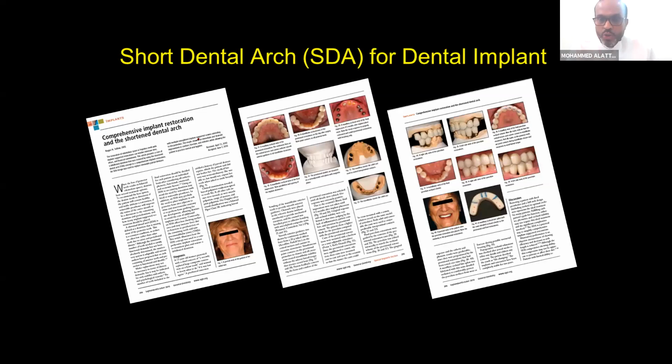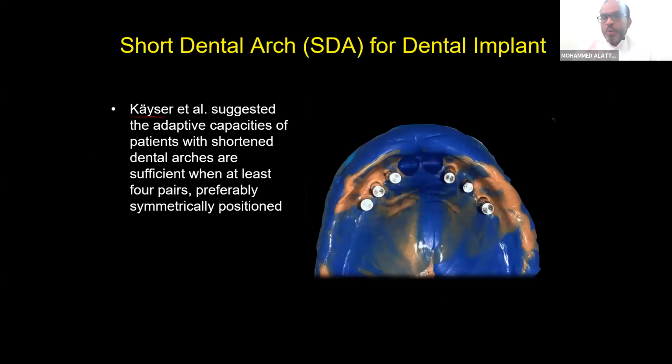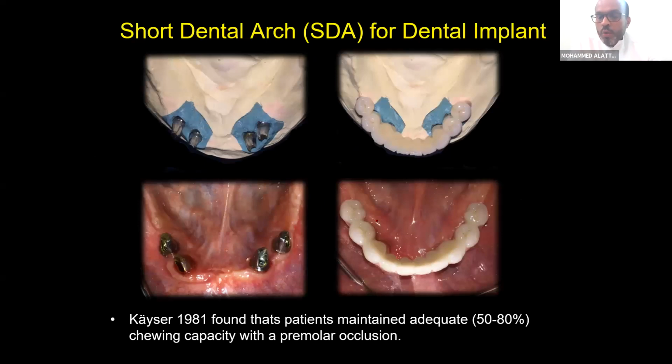And we used the Kaiser study that we can apply for natural teeth. I think it will apply for the implants. We use as one of our cases, we placed four implants with a short dental arch, and we ended up with a follow-up of about 2 years with this patient, and really he's doing well. And what is the Kaiser that the patient with the short dental arch has about 50 to 80% of the chewing efficiency.